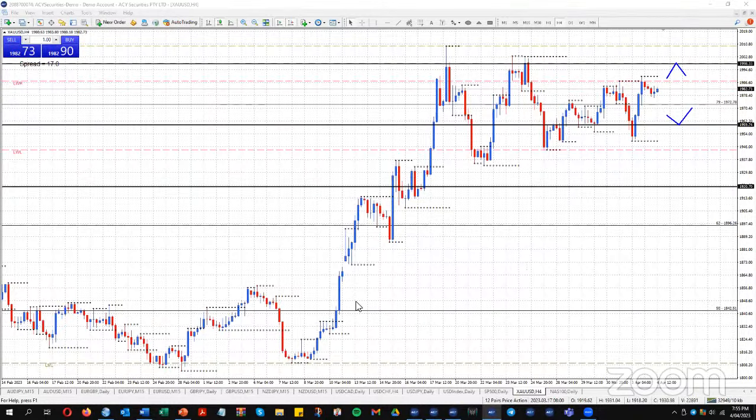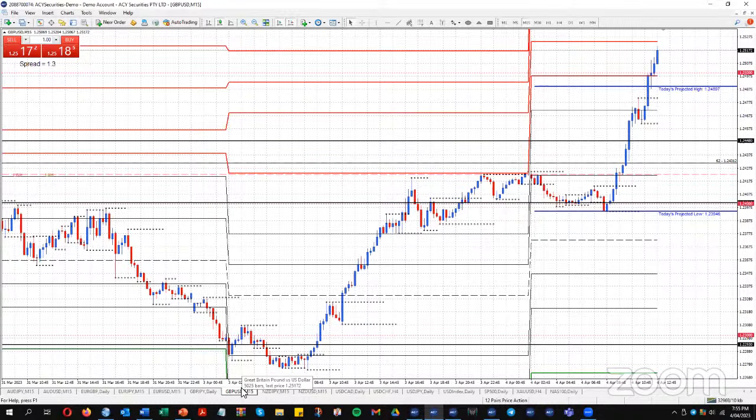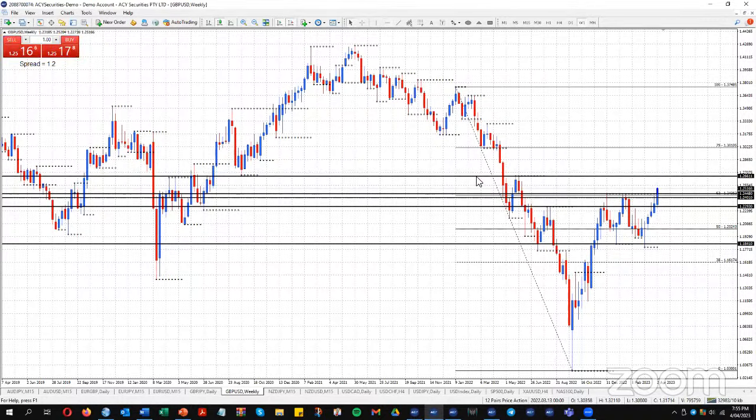All right, so let's just head back to the Eurodollar and see what it's doing. It is just holding above that level at the moment. That pound dollar is moving still up at the moment. Let's just go to the weekly chart. Where's the next level of resistance? 126.67.